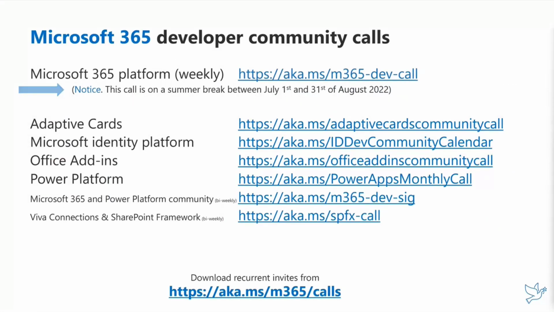Now, this is already the 5th time I'm saying this, but I'm trying to remind everybody: this is the last weekly call until the 6th of September. We will restart in September and go all the way through until next summer. We will have the Adaptive Cards, Identity Platform, Office Add-ins Platform, and Power Platform calls happening during the summer period as well. And then the Thursday call, which is always happening at 7 a.m.